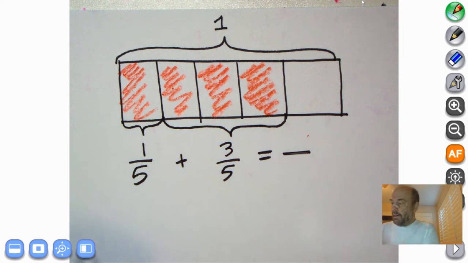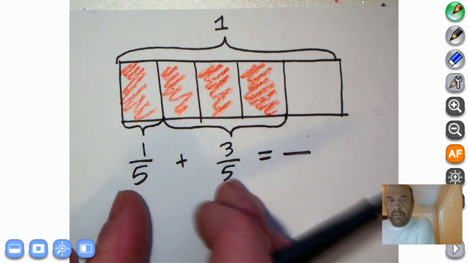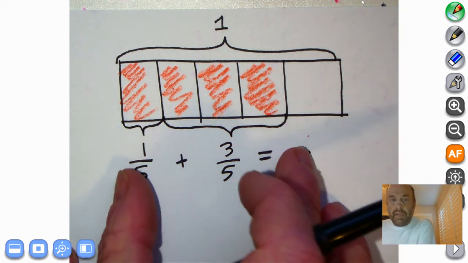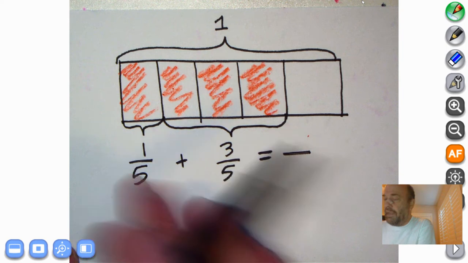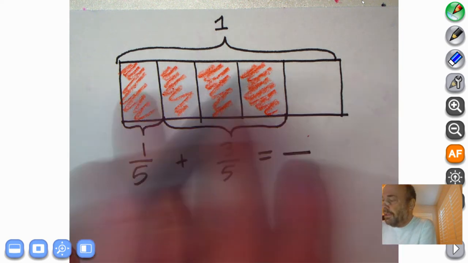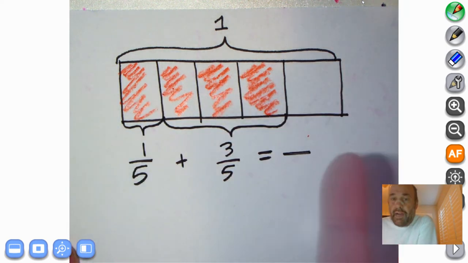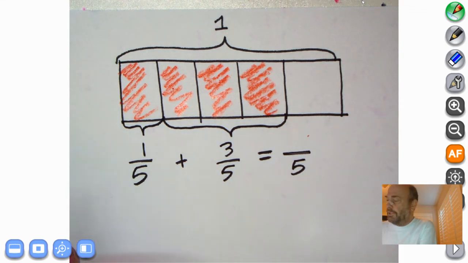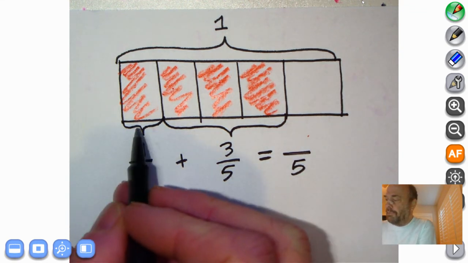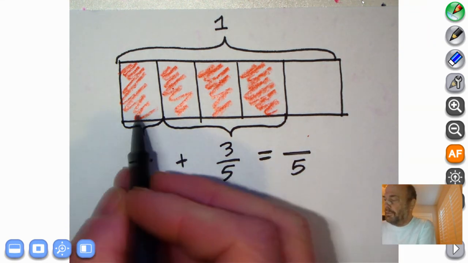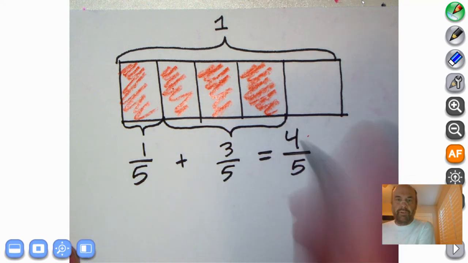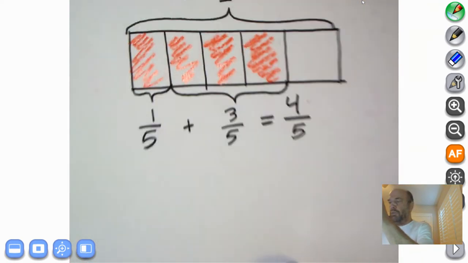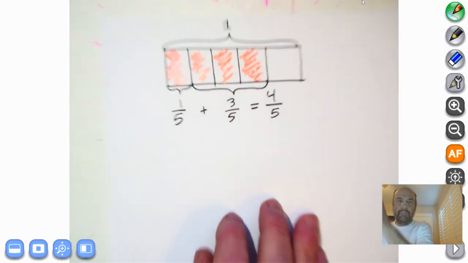Our parts of the whole, the 5 parts, do not change. We don't add 5 plus 5 to get 10 because look, they're 5. So the 5 is going to remain. Then we just do 1/5 plus 3/5. 1 plus 3, 1, 2, 3, 4 equals 4/5. And we're going to show this in a number bond as well.